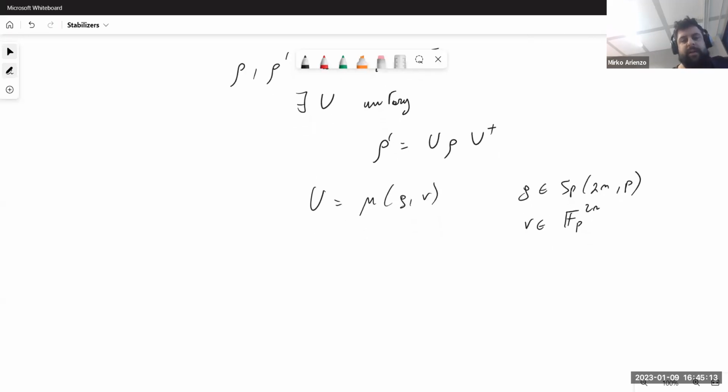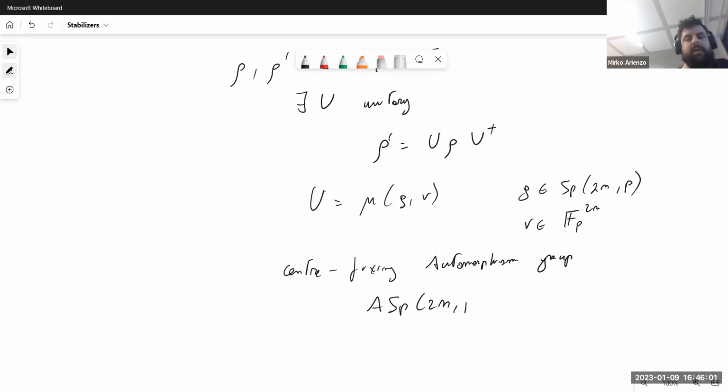But the thing is that in this case one can also factorize this map, because for non-even fields you have that the center fixing automorphism group is just the affine symplectic group, which has a semi-direct product structure.